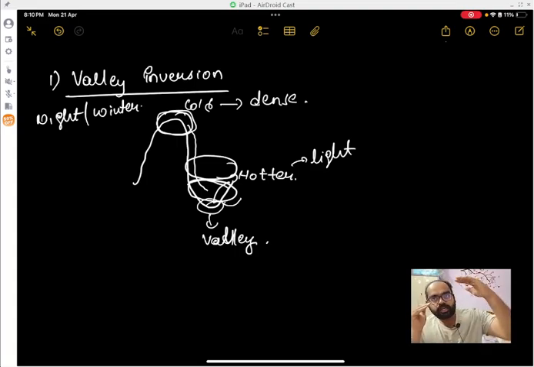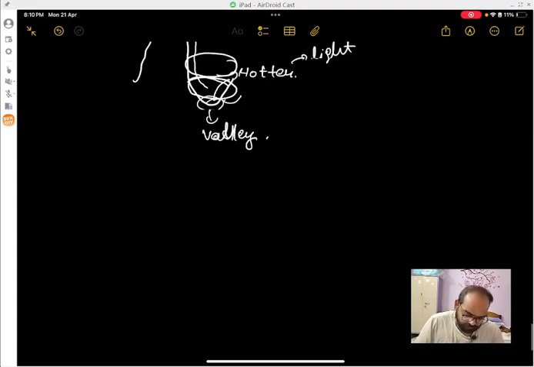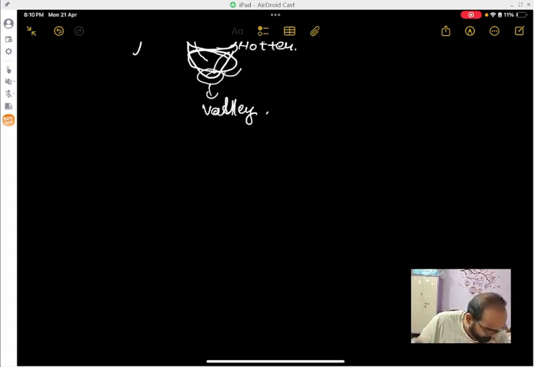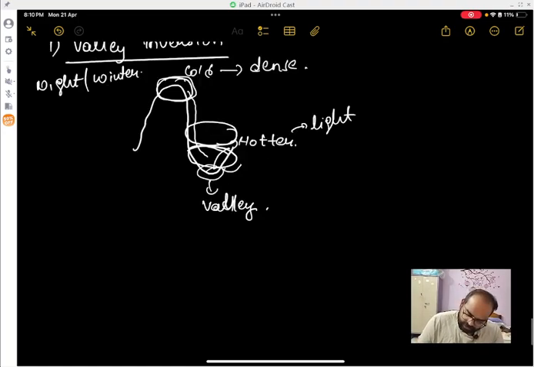Why? The colder air from the mountain descends down and settles in that valley, and the hotter air in the valley rises up as it is less dense in nature. When they both collide, what happens? The denser one descends down and the lighter one ascends up. So there is an inversion here. It is called valley inversion. Okay, and this phenomenon is called air drainage.